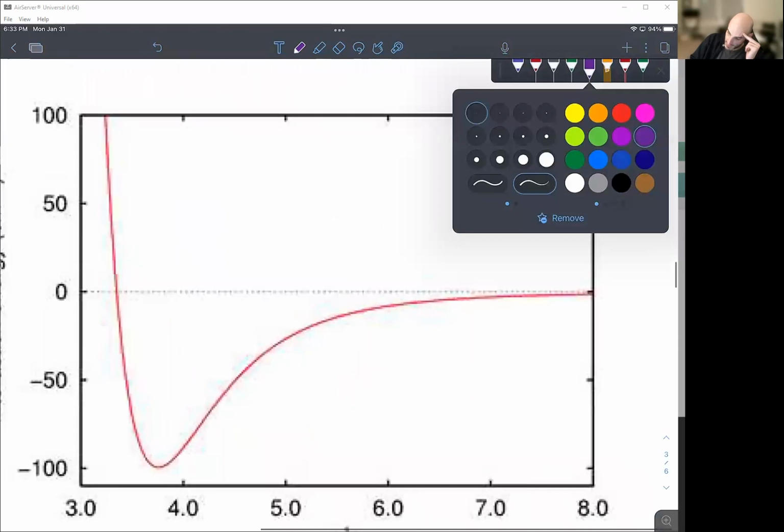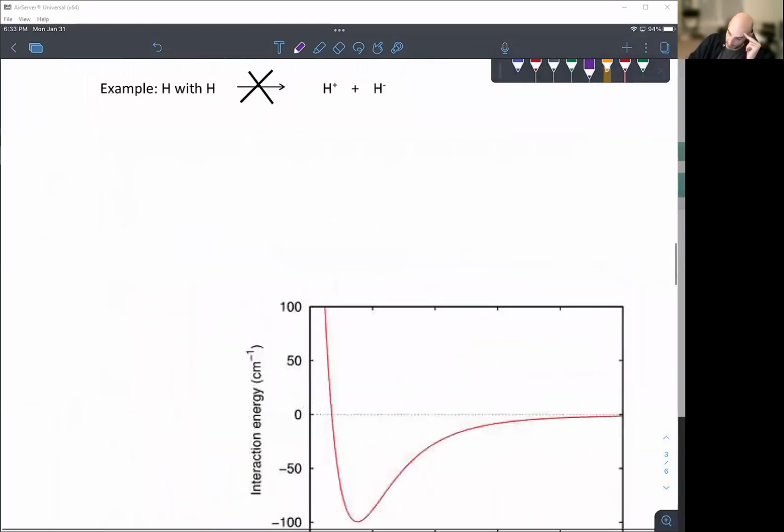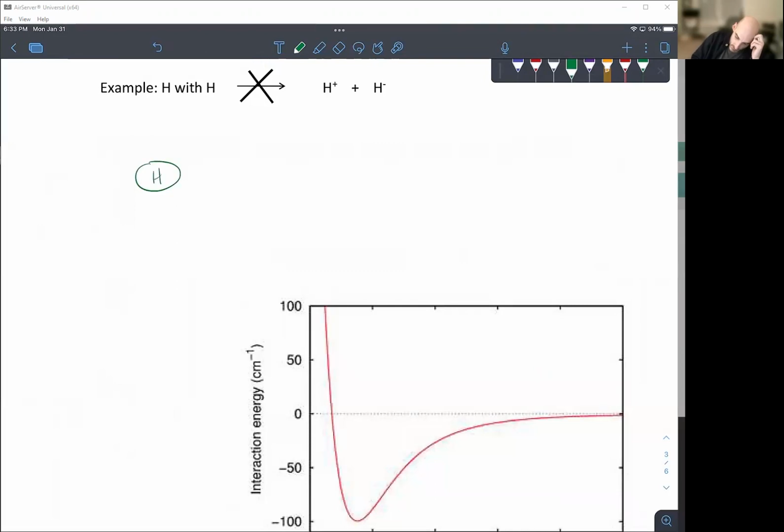And what I want you to recognize is what we're really going to be doing below, and that's why this is here. I'm going to have a hydrogen nucleus, and I'm going to start to bring them closer and closer together. And I want to know what happens to the energy when I bring those things closer and closer together.